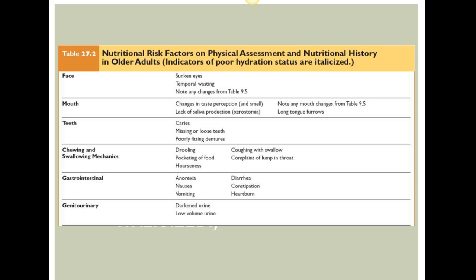Nutritional risk factors on physical assessment and nutritional history in older adults. This table is showing you what you would assess. Looking at the face, look for sunken eyes and temporal wasting, and note any changes. In the mouth, note change in taste perception, lack of saliva production, teeth missing or loose, and how their dentures fit. Also monitor their chewing and swallowing mechanisms.